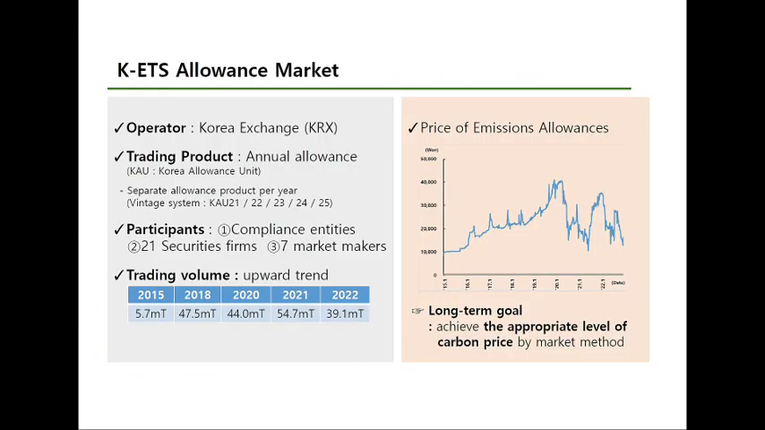As for the market, KRX, or Korean Exchange, oversees the market, which trades the annual allowance, or KAU. Not only compliance entities, but also financial companies like security firms participate in the trade to vitalize the market. The current allowance price has been fluctuating in the level between 10 to 40,000 won, which is about $8 to $30 per ton.